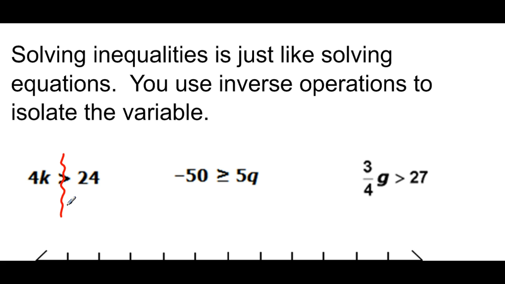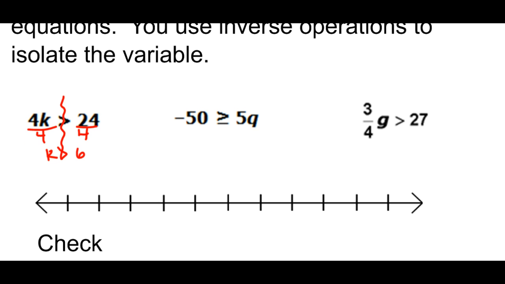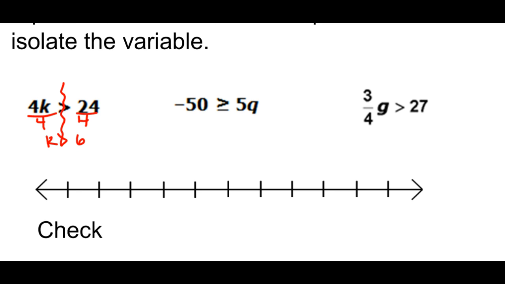So in this first one, my choice would be to divide both sides by 4. And I get k is greater than 6. Now, here's what you need to do. You need to graph your solution. So that would be an open circle at 6. So we'll put a 0 here. 1, 2, 3, 4, 5, 6. So I'm going to put an open circle at 6. And then the k values are greater, so that goes to the right, and I do not close that in.